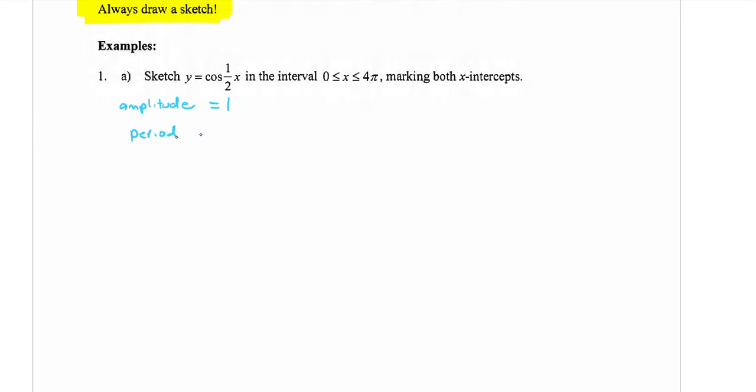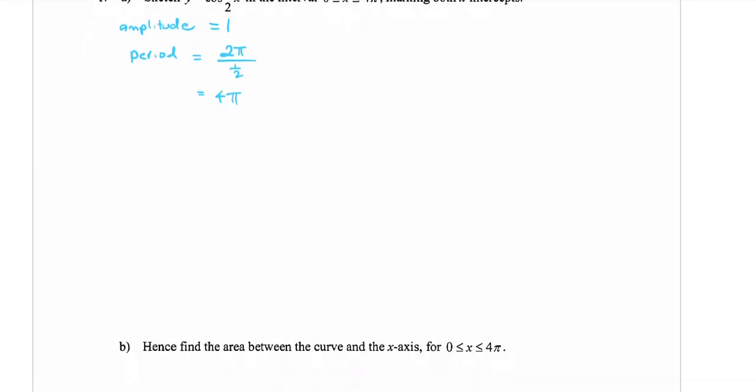I want to find the period. For cos and sine, the period of the graph is usually 2 pi. Now, if I change it, we change it by putting a number in front of the x, which has happened in this question. So you divide by that number. So I'm dividing by a half. 2 pi divided by a half is 4 pi. So no surprise really that they want me to sketch between 0 and 4 pi, because that is one complete revolution of the graph.